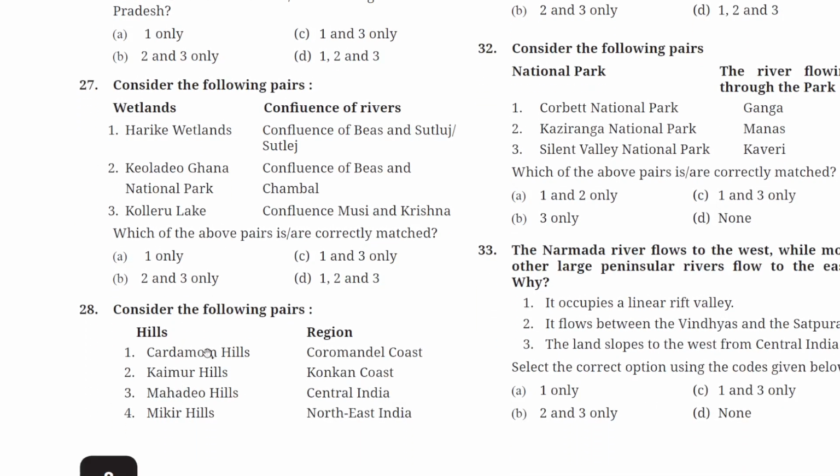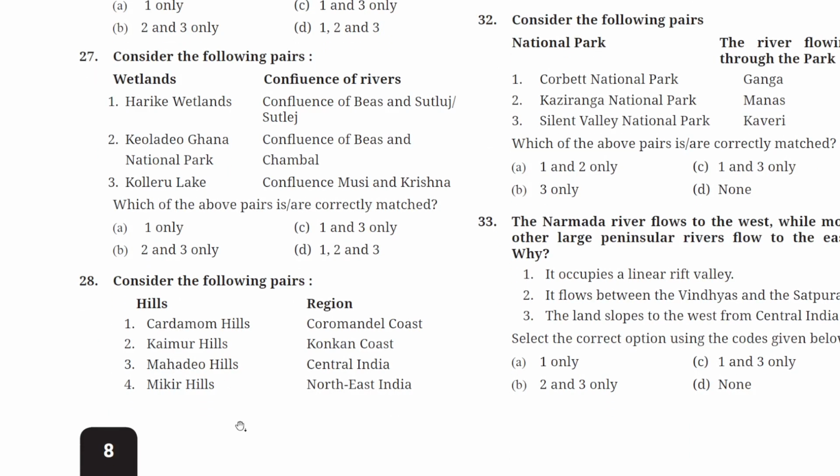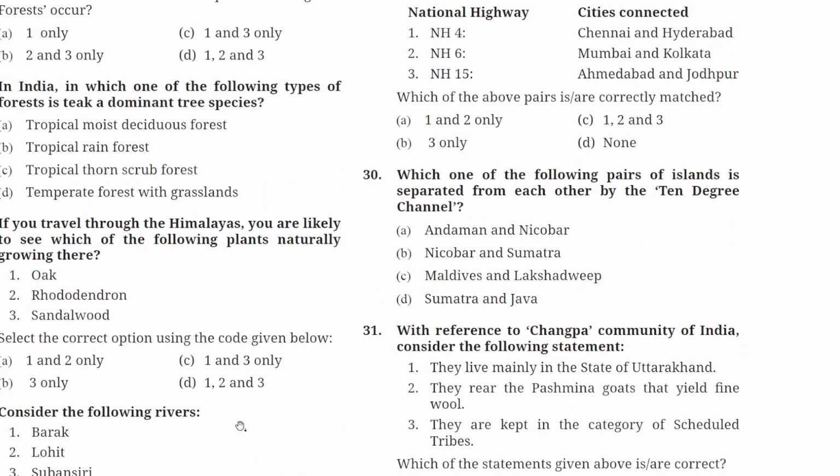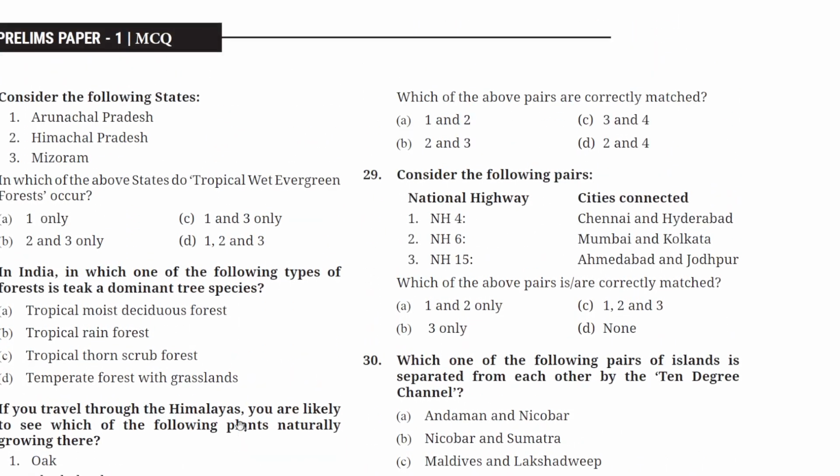Consider the following pairs: Cardamom Hills, Kaimur Hills, Mahadev Hills, Mikir Hills. The question is about the correct pairs. So the answer is C, that is 3 and 4 only. Because Cardamom Hills are in the Malabar coast, Kaimur Hills in central India, Mahadev Hills in central India, and Mikir Hills in northeast India. Question number 29.